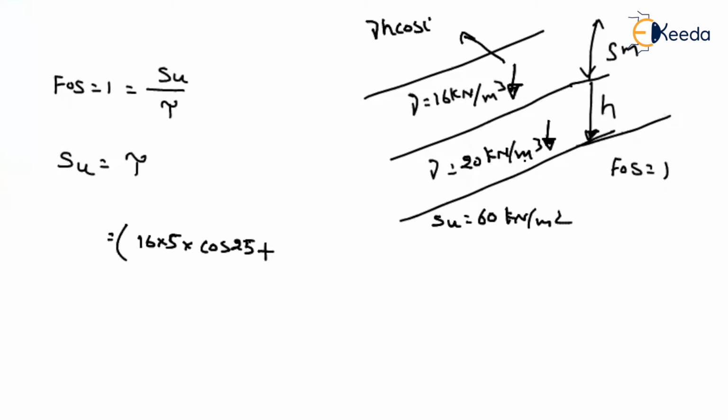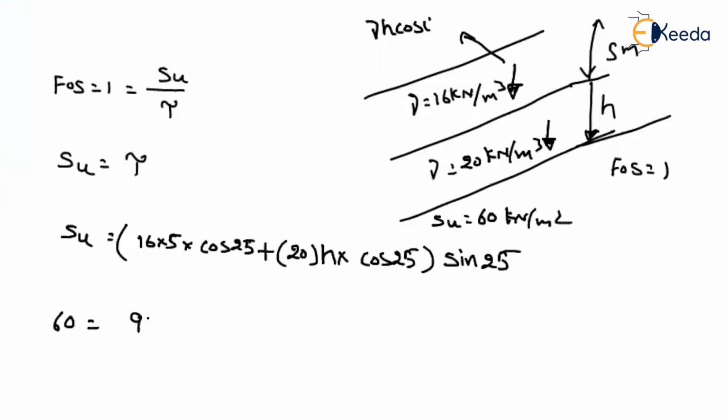And what about up to depth of H? Gamma is 20 into up to how much depth you are considering? Let us say H into cos 25. If you want to find the shear stress, multiply by sine 25. So this is the undrained shear strength, which will be equal to 60. That will be equal to 16 into 5, which is 80. I will take cos 25 common: 80 plus 20 times H into cos 25 into sine 25.